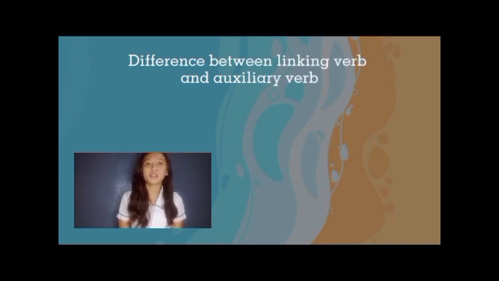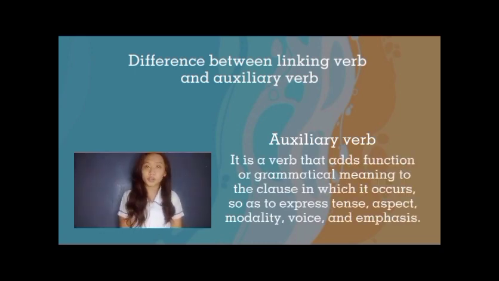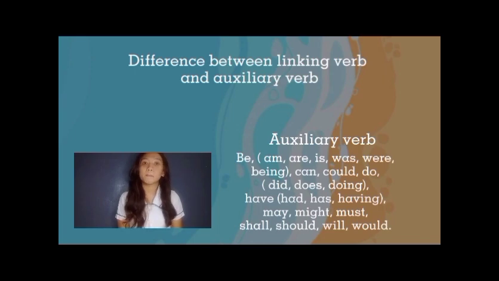Now let us proceed to differentiate linking verb and auxiliary verb. So what is an auxiliary verb? It is a verb that adds function or grammatical meaning to the clause in which it occurs, so as to express tense, aspects, modality, voice, and emphasis. Examples of auxiliary verbs are be, am, are, is, was, were, being. Can, could, do, did, does, doing, have, had, has, having, may, might, must, shall, should, will, and would.